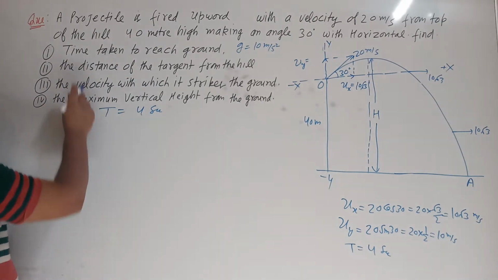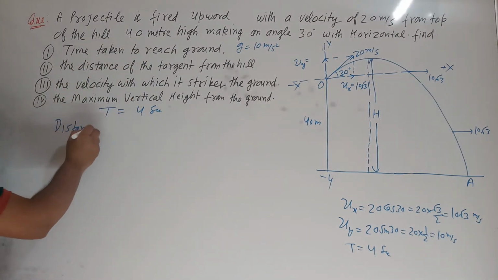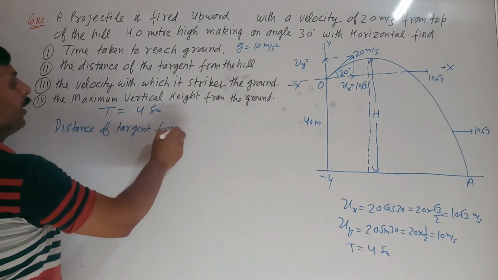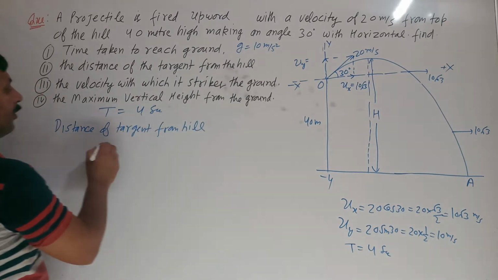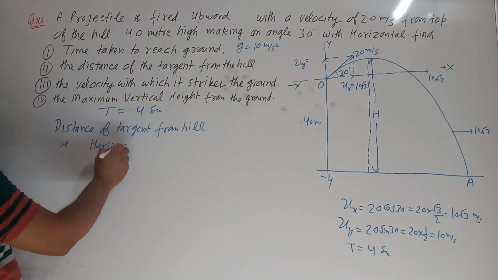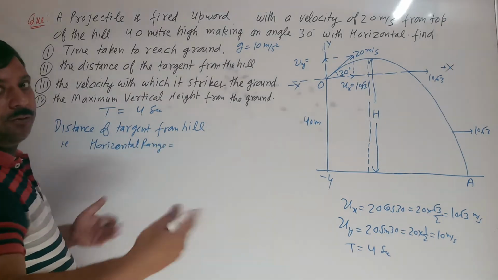If you want to find the distance of the target from the hill, that is the horizontal range. So horizontal range will be horizontal velocity into time of flight.